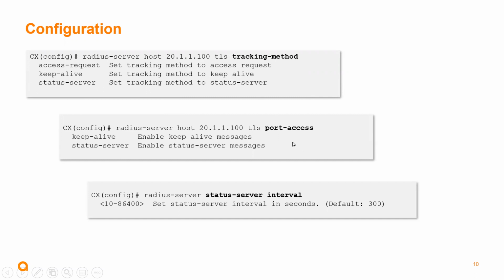The next CLI is for the port access tunnel. Here, in the port access tunnel, we can mention the tracking mechanism, whether it is keepalive or the status server. The next CLI is for configuring the status server interval. By default, it is 300 seconds, and it can vary from 10 to 86400 seconds. These are the new configurations that have been added as part of this enhancement.